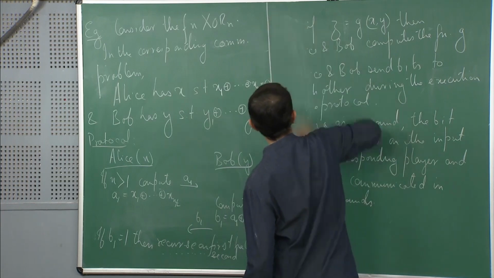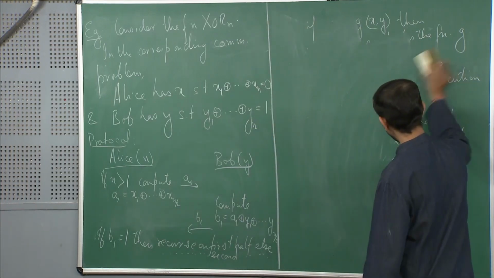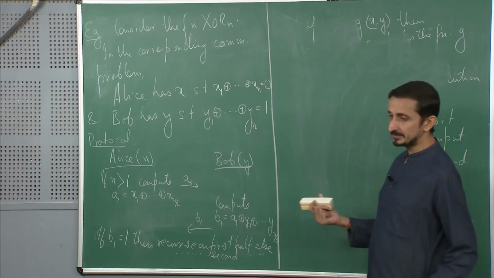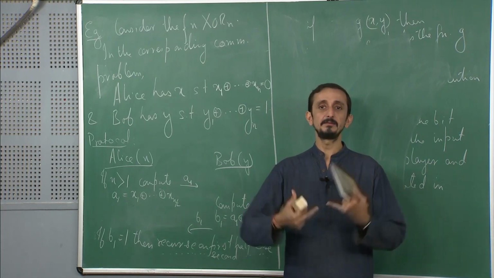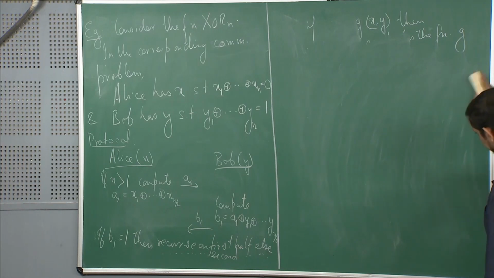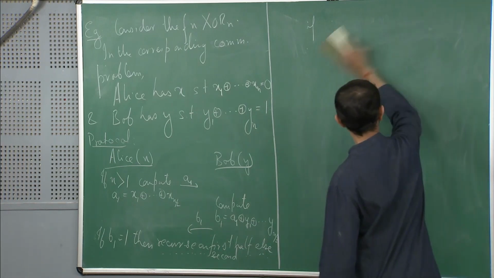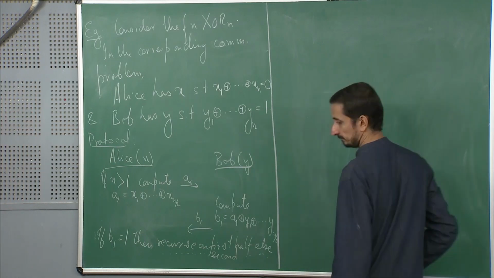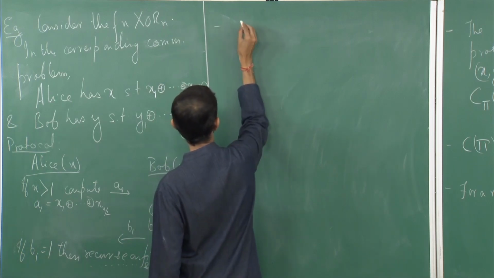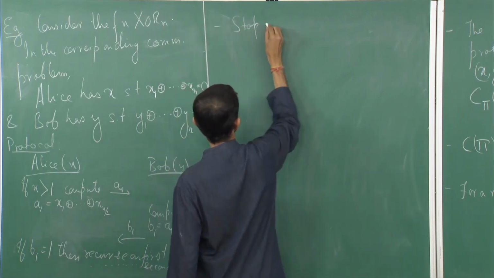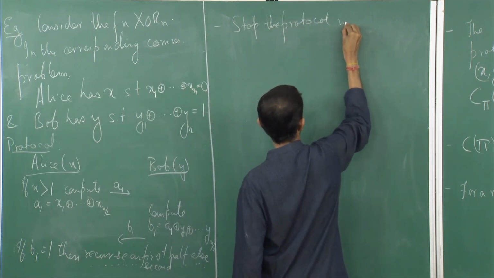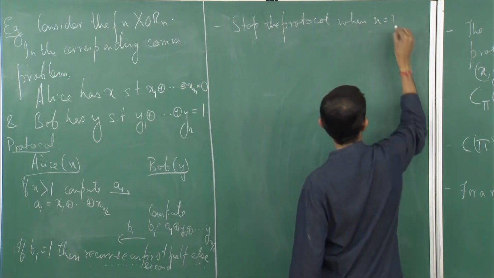And you do this, and now when do you stop? What is the invariant that you are maintaining at each round? The invariant is that the parities of the current strings that you have differ. And of course, in each round the size of the string gets halved. So stop the protocol when n is equal to 1.